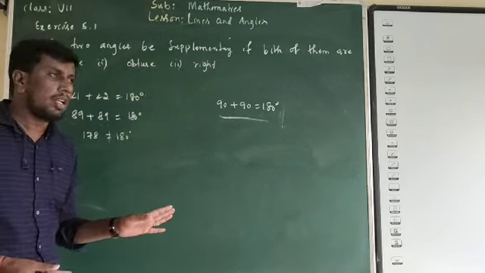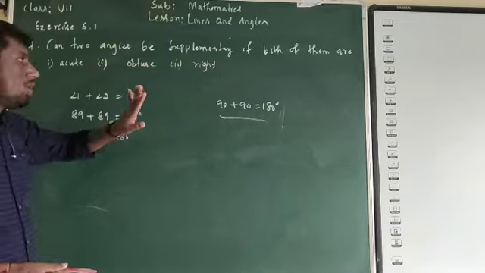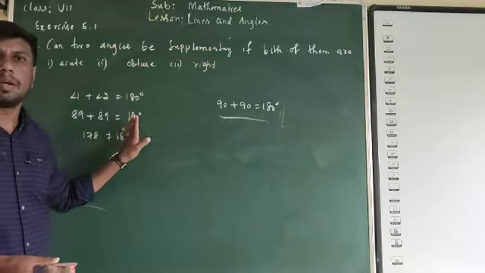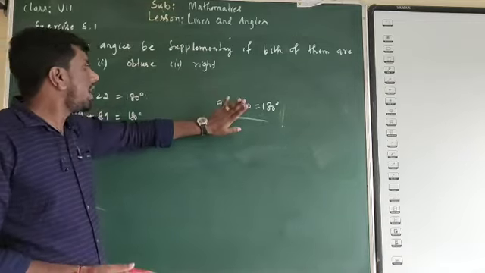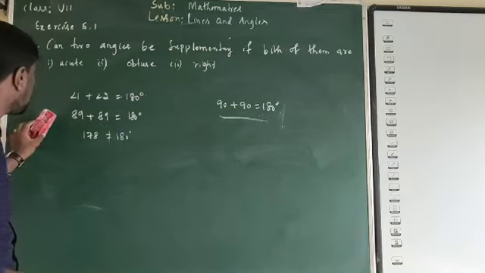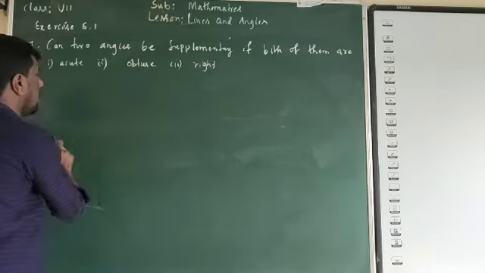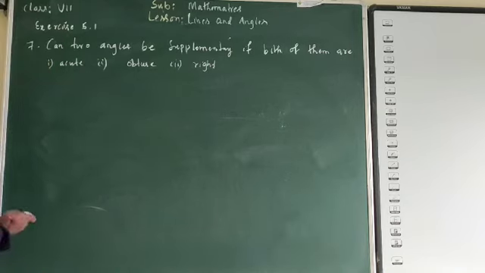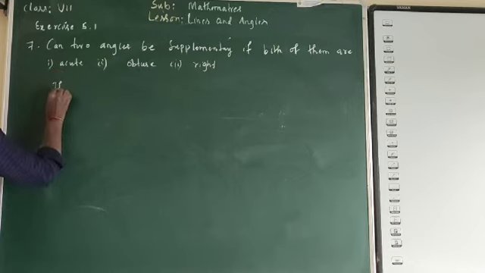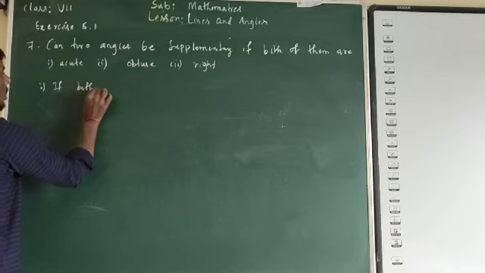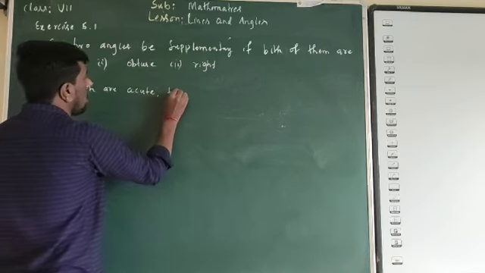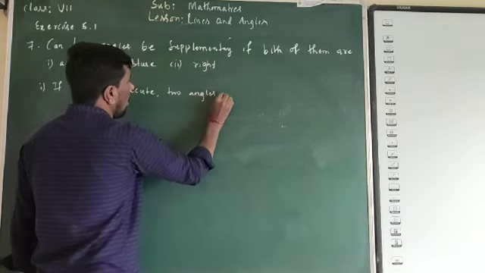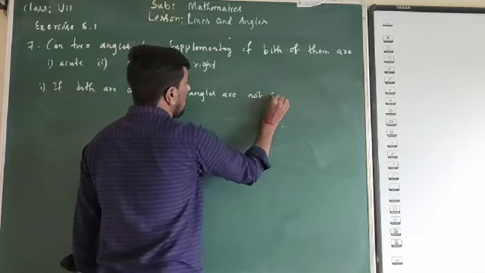It doesn't mean that a combination of these two is not supplementary. If both are acute, it is not possible to get supplementary angles. If both are obtuse, then also it is not possible. If both are right angles, then definitely you are getting supplementary angles. So you can write that. Can two angles be supplementary if both of them are acute? First one, if both are acute, the two angles are not supplementary.